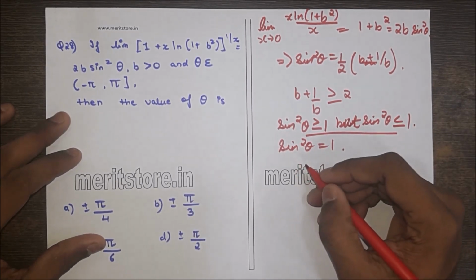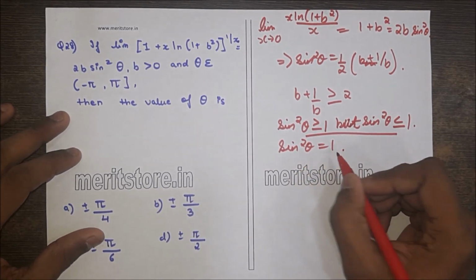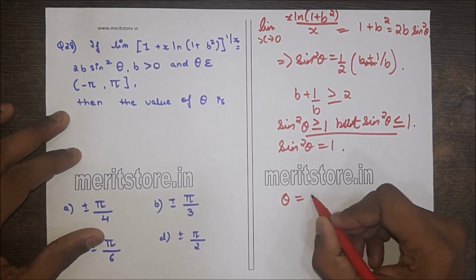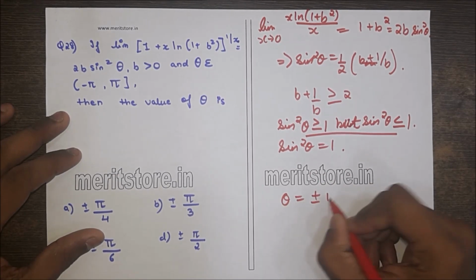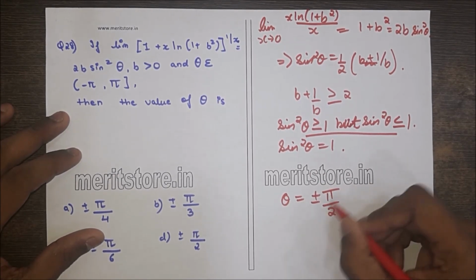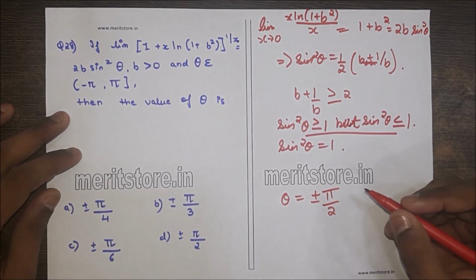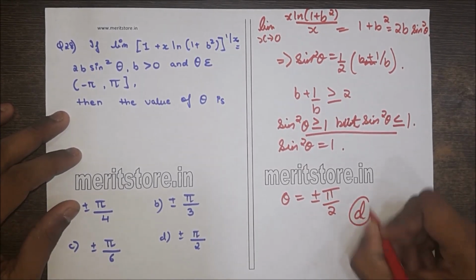Therefore, if sine squared theta is 1, theta could possibly be either plus or minus pi by 2, which is option D.